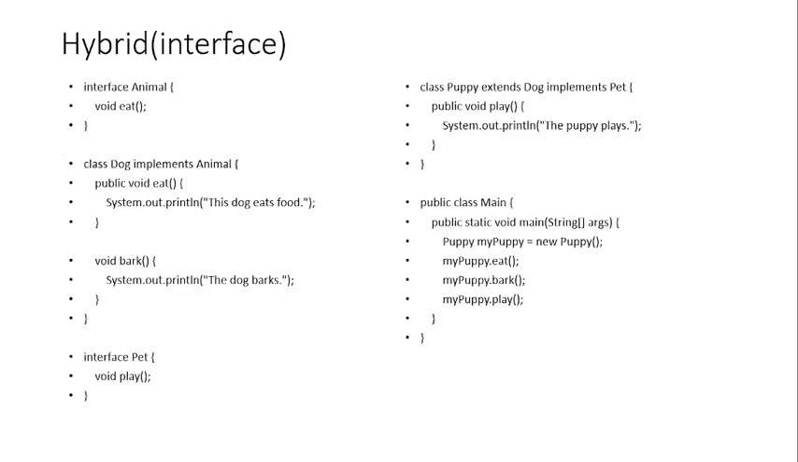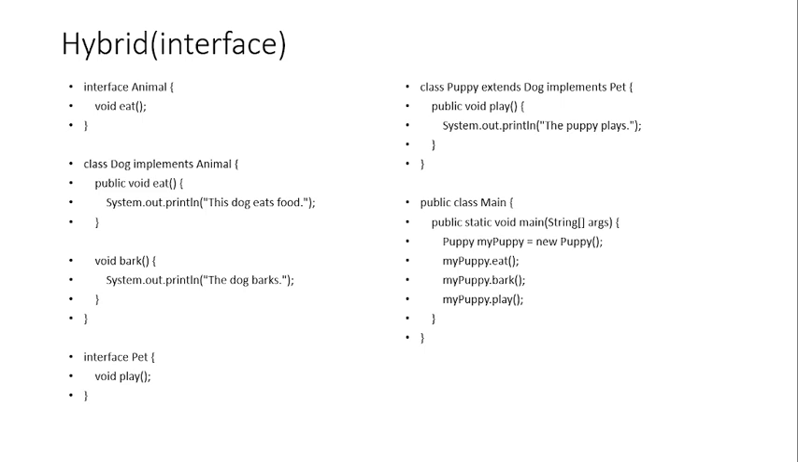So the next thing is hybrid inheritance. In hybrid inheritance, you know that I am using an interface here, which is extended separately with the help of extends as well as implements. You can see here class Puppy extends Dog implements Pet. So Pet is a separate parent. Animal is the separate parent class. Puppy is the inherited child class. So this is how we implement hybrid inheritance with the help of an interface, right?